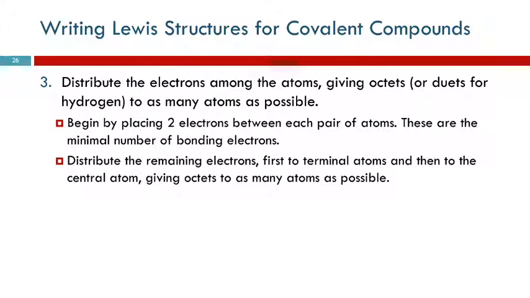Then we take our number of valence electrons, and those are going to be dots, and we start spreading them around. We're trying to get everybody happy. And this is one situation where we can make everyone happy because we're only going to choose molecules where we can do that. So you want to give duets to hydrogen and octets to everybody else. You have to have bonds or it's not a molecule. So start out by putting 2 electrons between each pair of atoms. That's the minimum number of bonding electrons. And then however many electrons you have left, start passing those around.